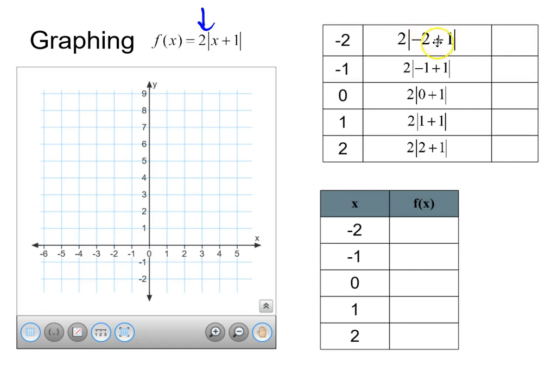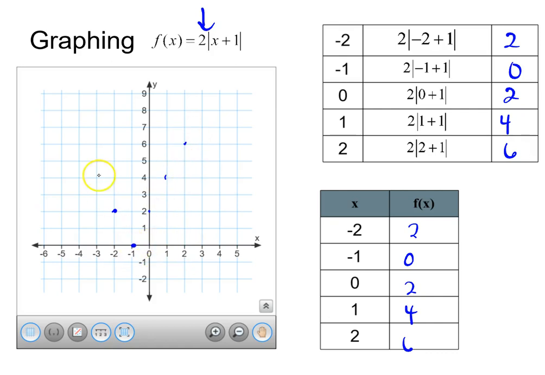So this gives us a -1 inside. The absolute value of -1 is 1, times 2 is 2. And we just keep calculating for each one of those. And I'm going to plug those in down here so that we have our ordered pairs written together, and then we can plot those points. So (-2, 2), (-1, 0), (0, 2), (1, 4), and (2, 6).